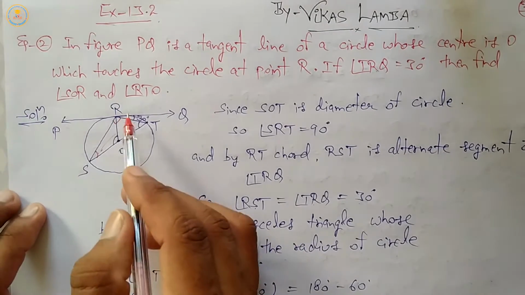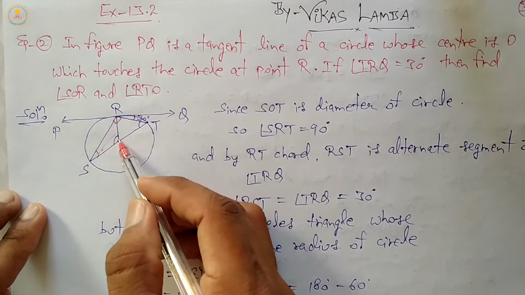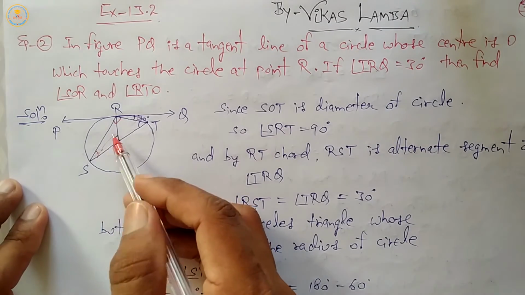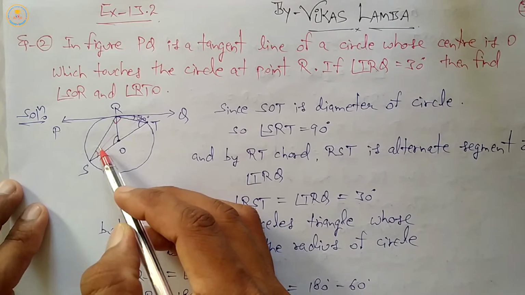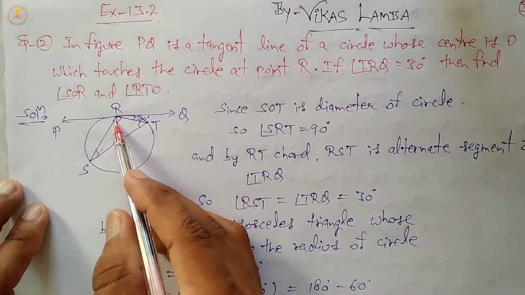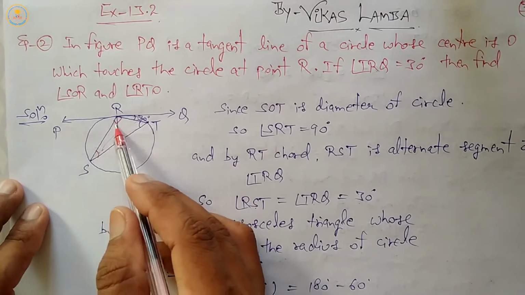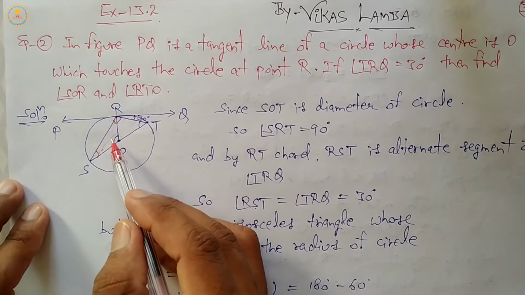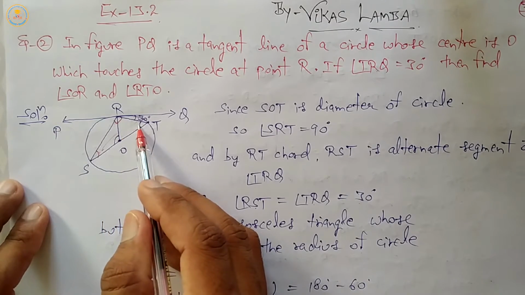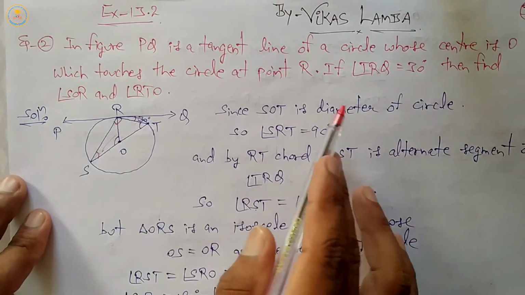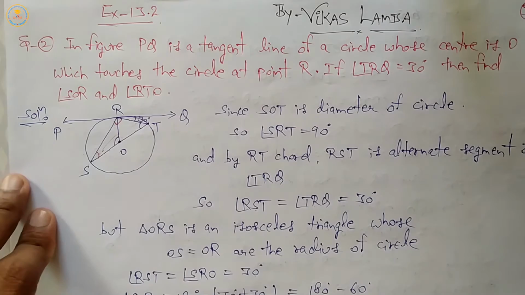In the alternate segment, this one is 30 and this one is 30. Now this one is 30, so this one is also 30 because OS equals OR, radii, corresponding parts of congruent triangles. Corresponding parts are equal, so their corresponding angles are also equal. By the angle sum property of a triangle, 30, 30 and 60, 180 minus 60 is 120. So this one is 60, and 120 and 60 is the answer: SOR is 120 and RTO is 60.